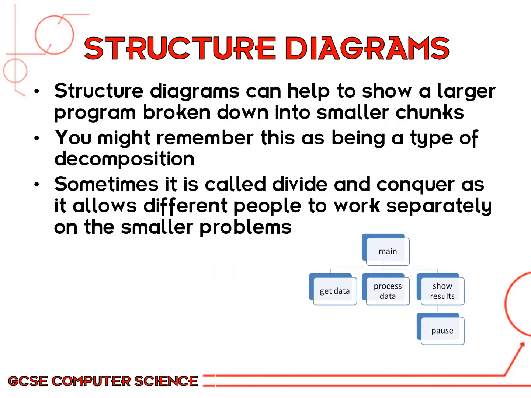One way of doing this is to use something called a structure diagram. Now, structure diagrams can help to show a larger program broken down into smaller chunks. You might remember this from a previous section that you should have covered in the algorithm section about decomposition. So decomposition is breaking things down into smaller chunks so that you can look at those individually. Sometimes this method could be called divide and conquer because it allows different people to work separately on the smaller problems.